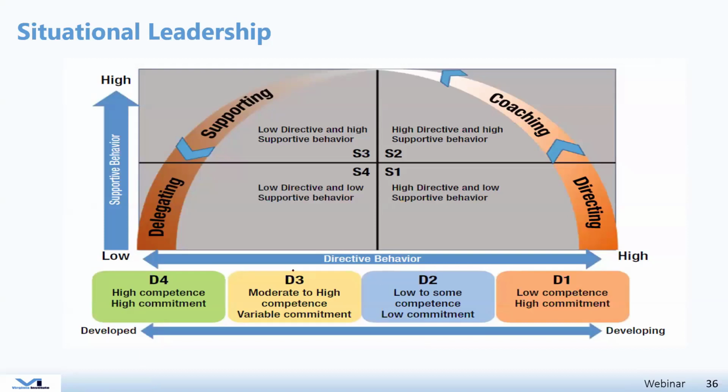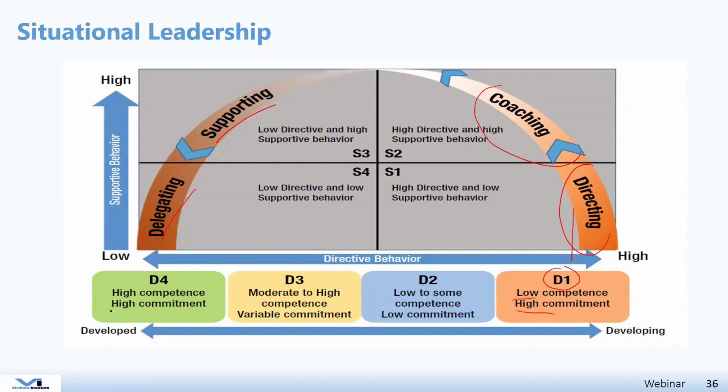So you can see here that we have the styles that I talked about earlier, where you use directing, sometimes selling or coaching, sometimes supporting and delegating. It all depends on the maturity of the team. So a quick example, if we are saying that the team competence is low, but they are highly committed, so they are at a developing stage of one, then we recommend that you use with them a directing leadership style.